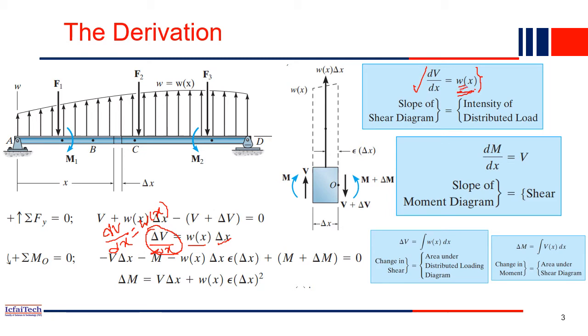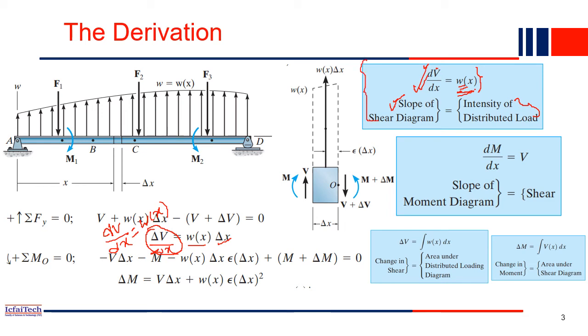So what is dV by dx? V is our shear force. So dV by dx is basically the slope in the shear force diagram. Differentiation gives slope. The slope in the shear force diagram is basically the intensity of the distributed load. So W is the intensity of the distributed load, right? This is the one conclusion we got.